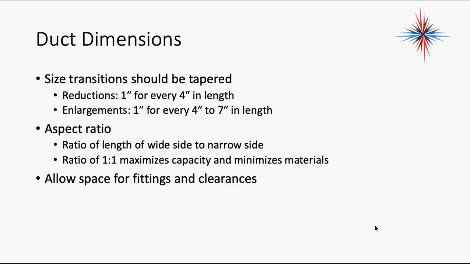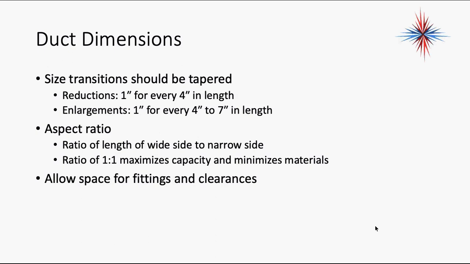Duct dimensions, the size transitions should be tapered. Okay, in other words, we reduce transitions 1 inch for every 4 inches in length, and we're going to go through that as we start talking more about ductwork design. So don't worry about these numbers for right now. As we reduce ductwork, we don't do it suddenly, we do it gradually. As we enlarge ductwork, in other words, we go from a smaller piece of duct to a larger piece of duct, again, we do it gradually.